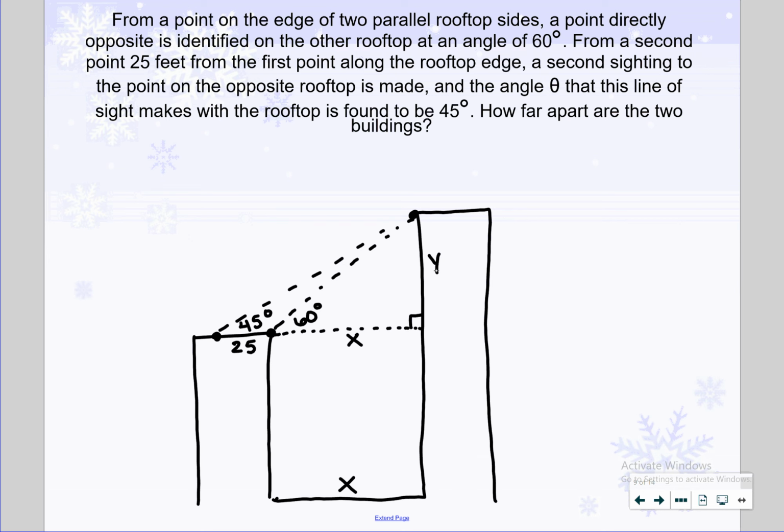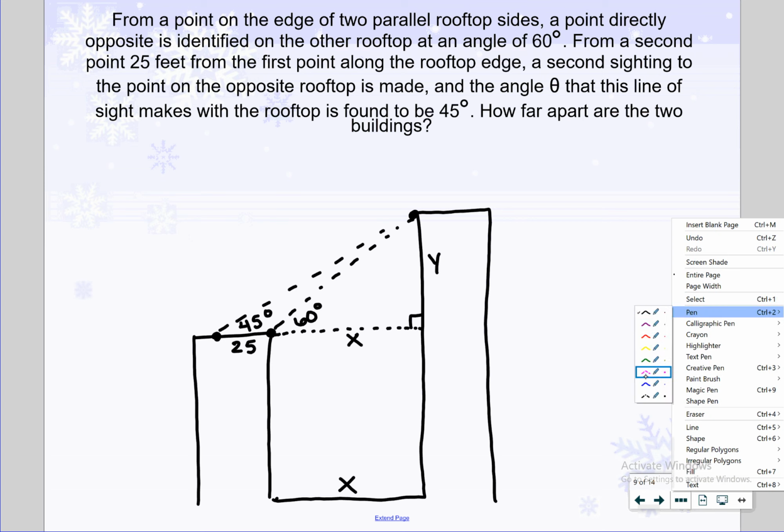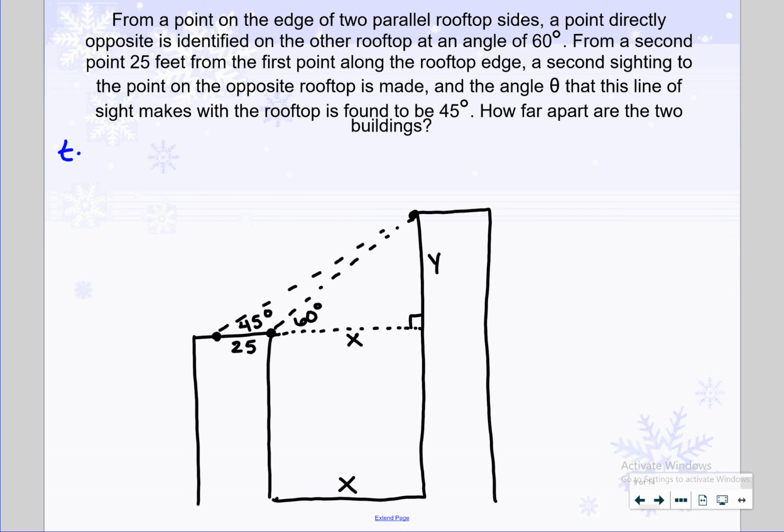Y is the what side? Opposite, and x is adjacent. So what trig function could I write with the small triangle? Again, tangent. Okay, so that would look like tangent of 60 degrees equals y over x. Okay, and now we can do the same thing with the bigger triangle.